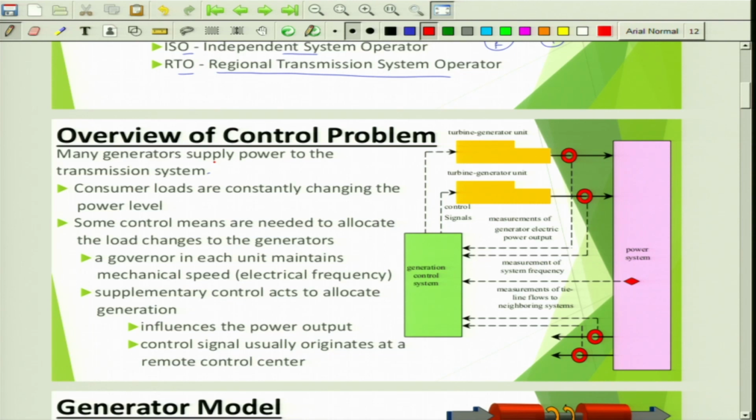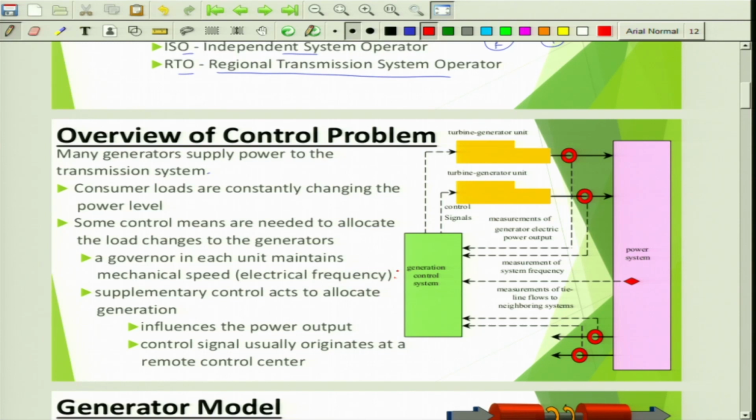A governor in each unit maintains a mechanical speed. The governor is meant to maintain the speed, which is why it is called a speed governor. If you maintain speed, then automatically you will also maintain the frequency. So, ultimately, if there is a change in load, you need to adjust the speed by using speed governors.